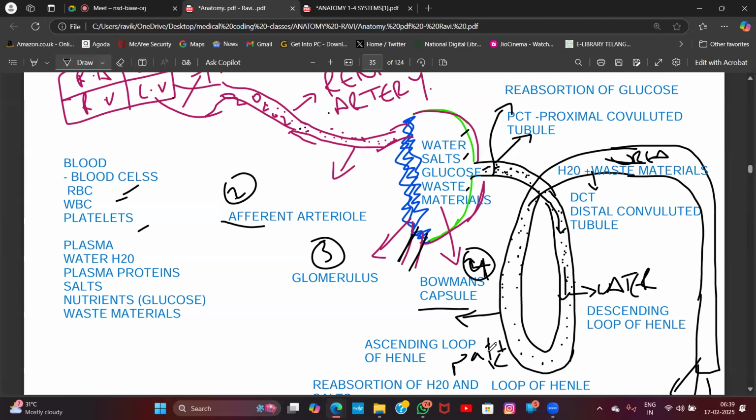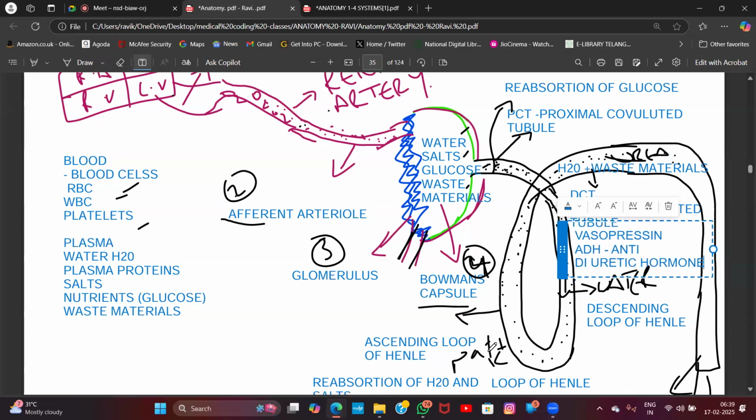Okay, it goes to the DCT, the distal convoluted tubule. What happens in the DCT? In the DCT, there is a hormone present. The hormone is called vasopressin. It's also called ADH, anti-diuretic hormone. The ADH is the hormone present on the distal convoluted tubule.